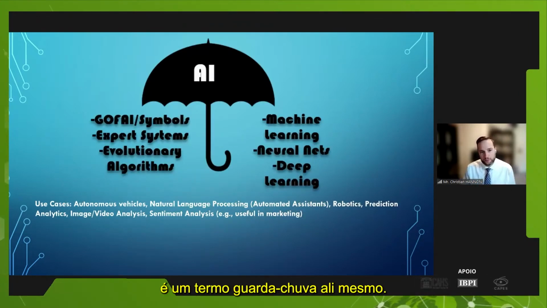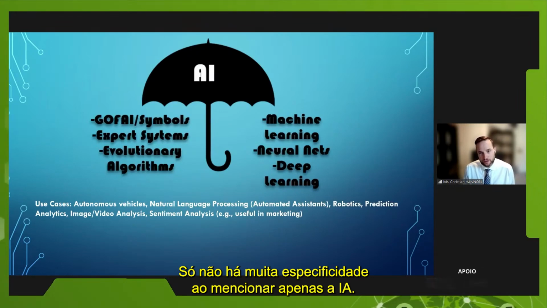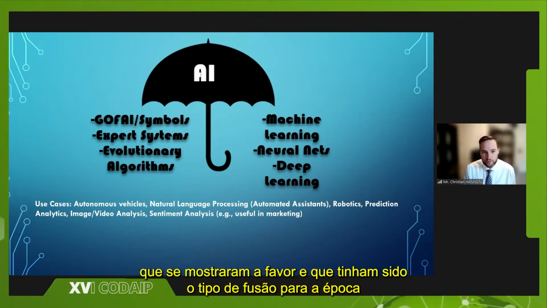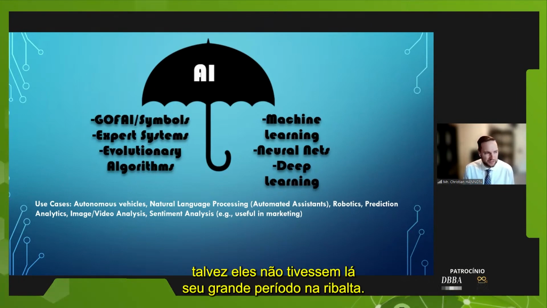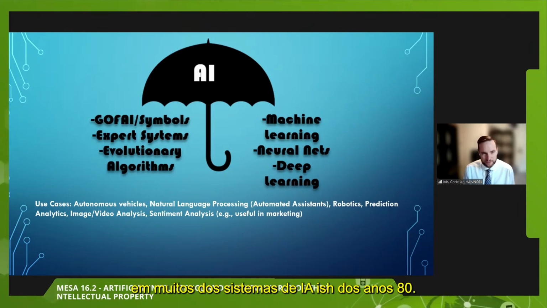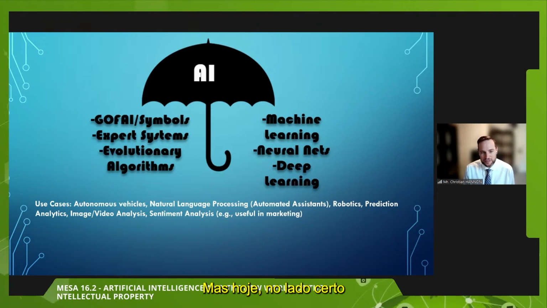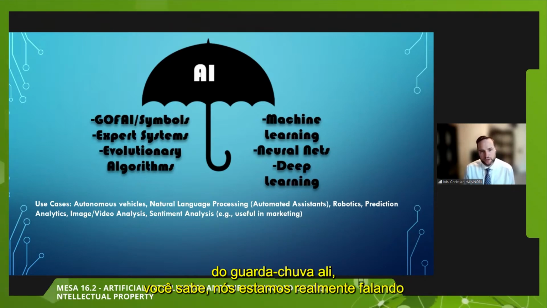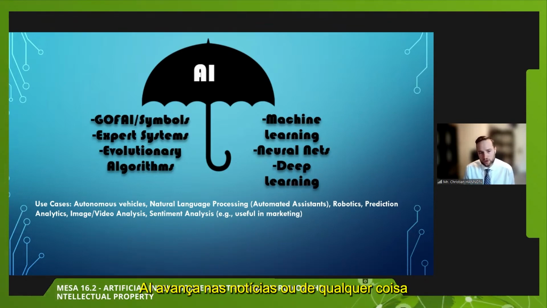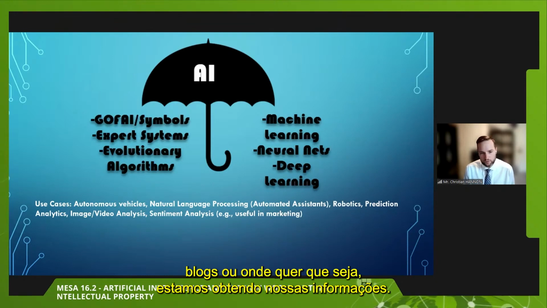So again, AI is an umbrella term, right? There's just not a lot of specificity in just mentioning AI. As I mentioned before, in the past, there have been waves of technology that have come into favor and been the mode du jour for the time. Evolutionary algorithms, maybe they didn't have their great period in the limelight, but things like expert systems were very prominent in a lot of the 1980s-ish AI systems. But today, on the right side of the umbrella, we're really talking about machine learning in most instances when we're hearing about AI advances in the news or from whatever blogs or wherever we're getting our information.